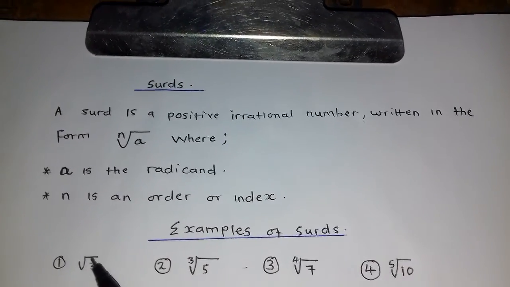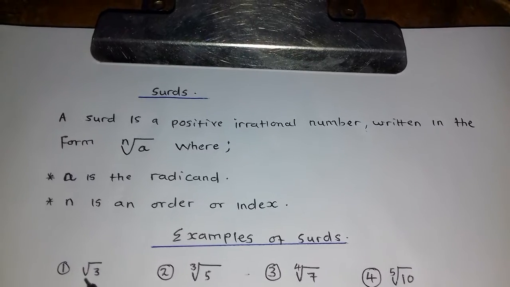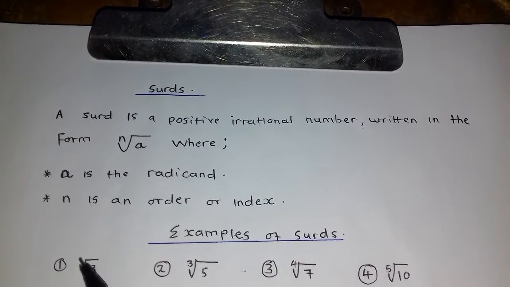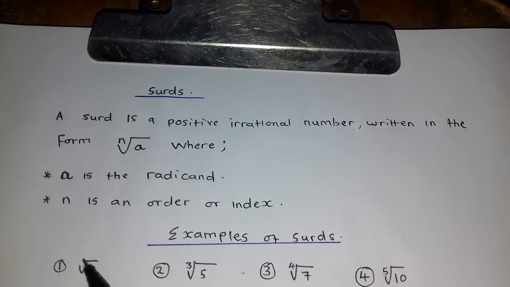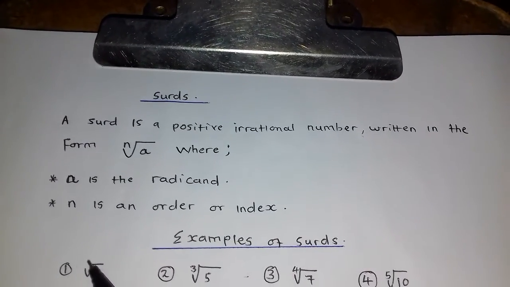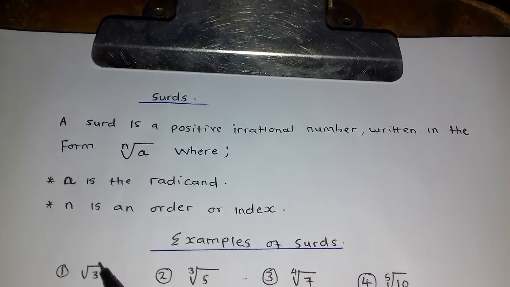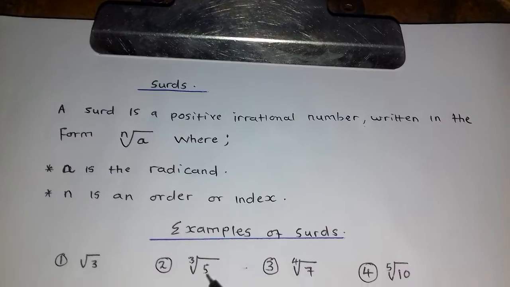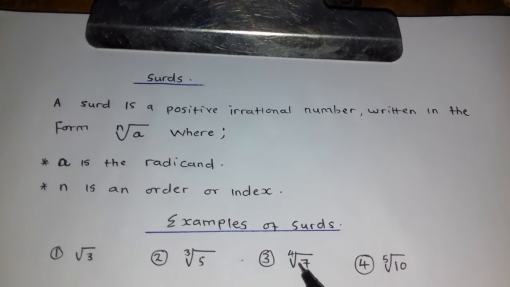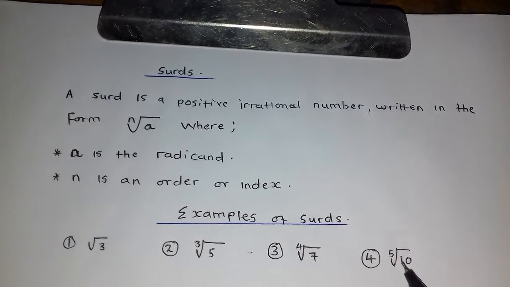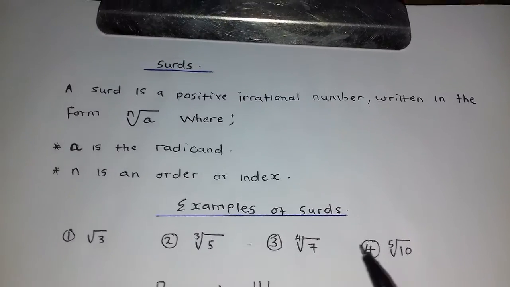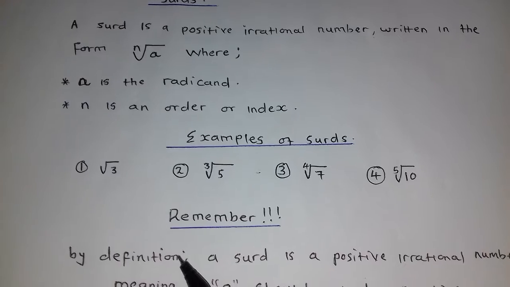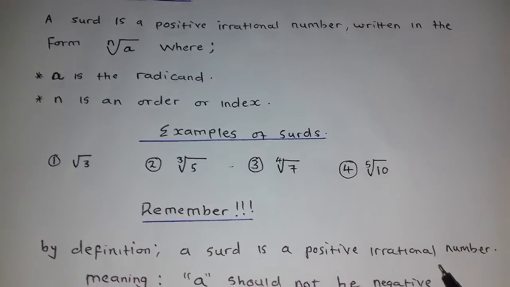Examples of SURDS: we have the square root of 3. When you don't have an index written there, we should know that there is always an invisible 2. So there is always an invisible 2 every time you see the square root of something. We have the cube root of 5, the fourth root of 7, the fifth root of 10. All these are SURDS. Remember that by definition, a SURD is a positive irrational number.